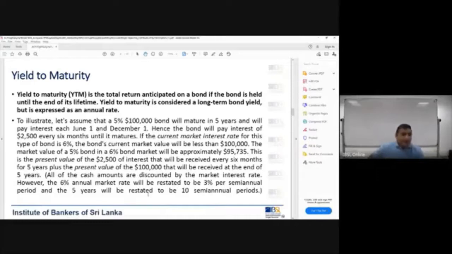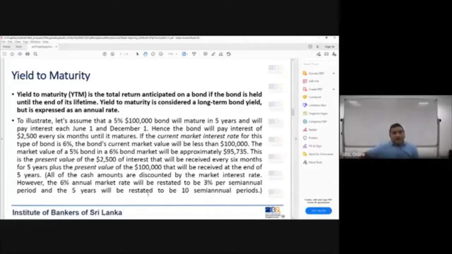And then at 1, you get another 2,500. At 1.5, you get another 2,500. At 2, you get another 2,500. At 4.5 years, likewise, you will get another 2,500. And at the last, 5th year, you get the balance coupon of 2,500 for that particular year plus the 100,000 face value you already mentioned. Okay, that's the timeline if you draw it.